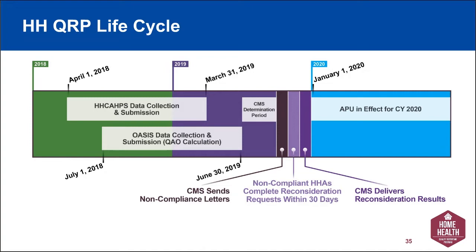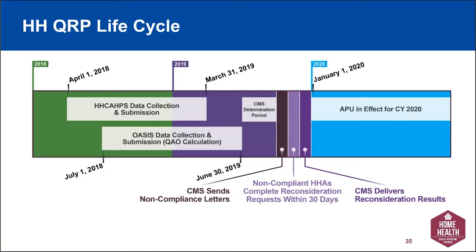We just finished talking about the OASIS data collection and submission of the QAO calculation, which occurs each year from July 1st to June 30th. As you can see, the activities on this cycle span a 2 to 3 year period. This graphic shows an example of the cycle for the calendar year 2020 APU. The cycle begins with the data collection period for CAHPS and OASIS data. It includes a period for CMS determination, reconsideration request, and final decision prior to determination of the APU.